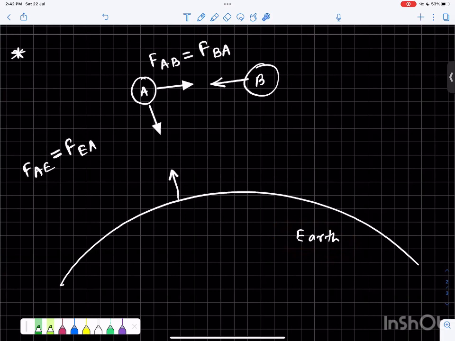Now my next question, Gia, which force is greater? Force exerted by Earth on A or force exerted by B on A? Which will be a greater force?